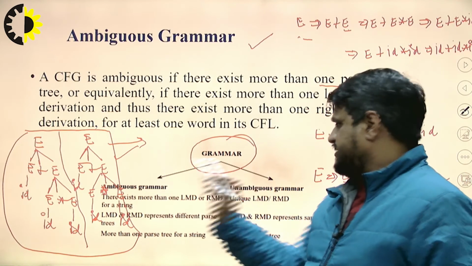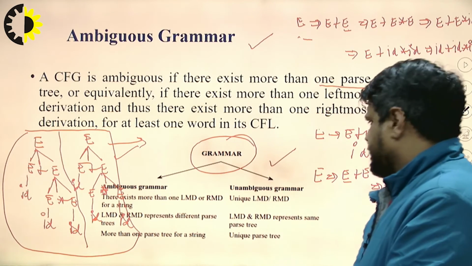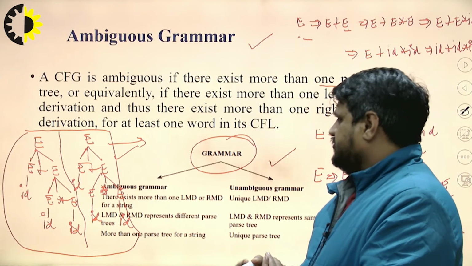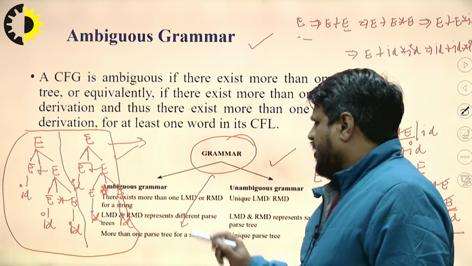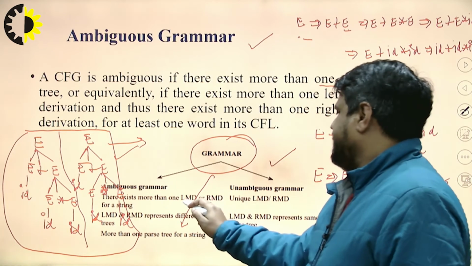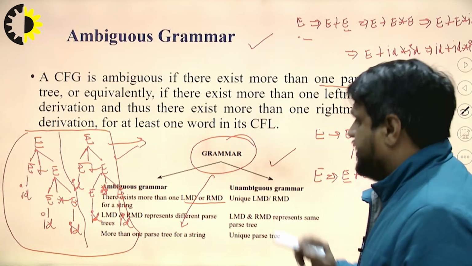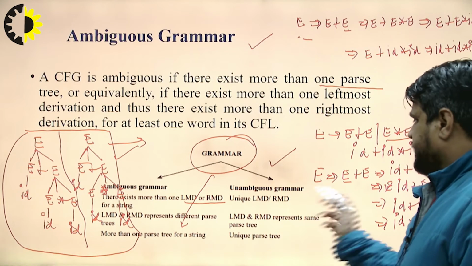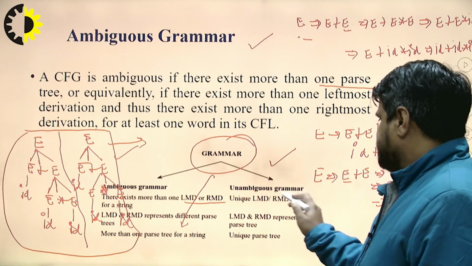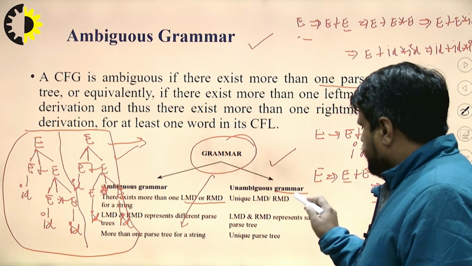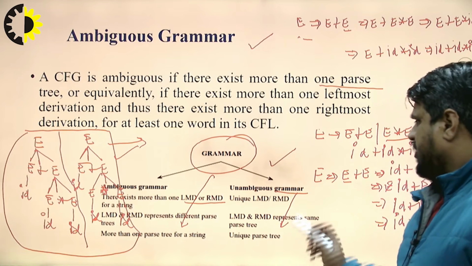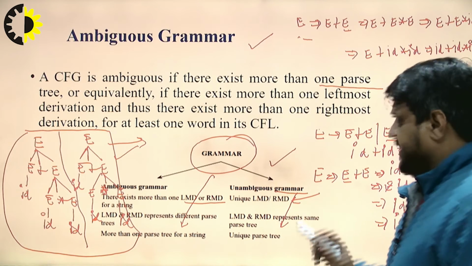So here I have classified the grammar into two types. The first one is the ambiguous grammar, another one is the unambiguous grammar. Ambiguous grammar tells you that you will generate more than one parse tree, or you can simply say there is more than one LMD or RMD possible, right? Similarly, in case of an unambiguous grammar, there is a unique parse tree, or unique LMD and RMD, right?